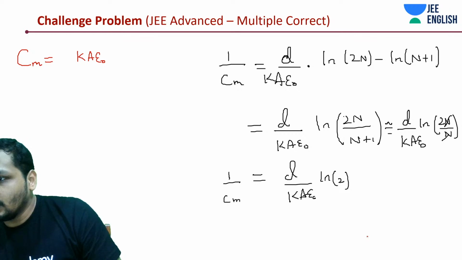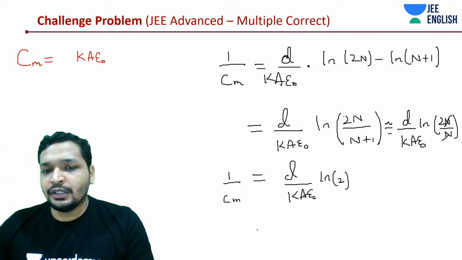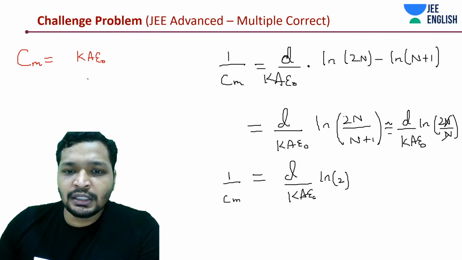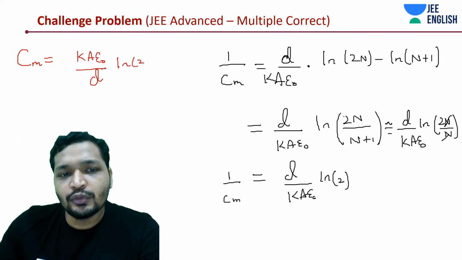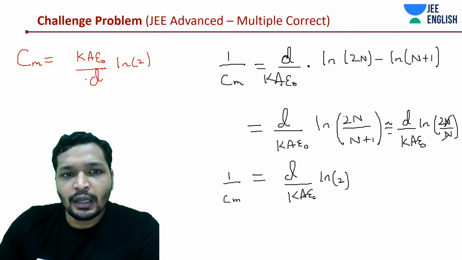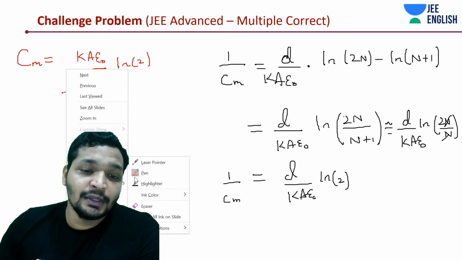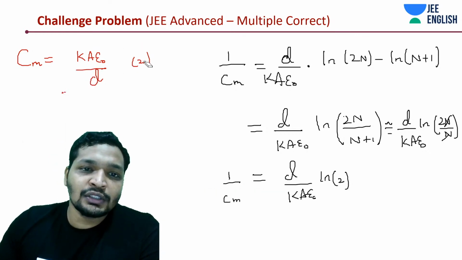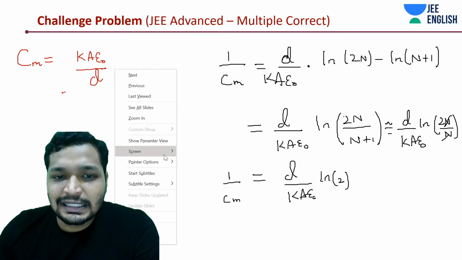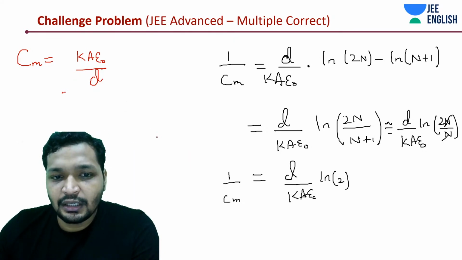All right, I'll have a look at your question. Okay, so Cm should be how much? K a epsilon naught divided by d into log of 2. Divided by log of 2, I'm sorry. So it should be divided by log of 2. But this entire thing wasn't necessary. Value of alpha is simply 1 if you remember the question.